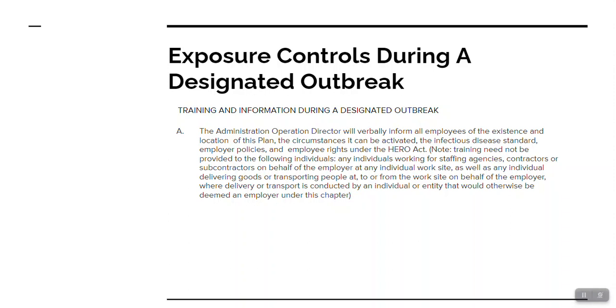Note, training need not be provided to the following individuals: any individuals working for staffing agencies, contractors or subcontractors on behalf of the employer at any individual worksite, as well as any individual delivering goods or transporting people at, to, or from the worksite on behalf of the employer, where delivery or transport is conducted by an individual or entity that would otherwise be deemed an employer under this chapter.